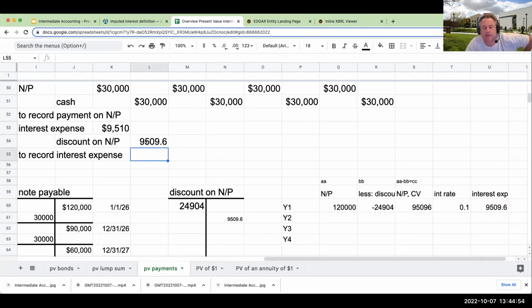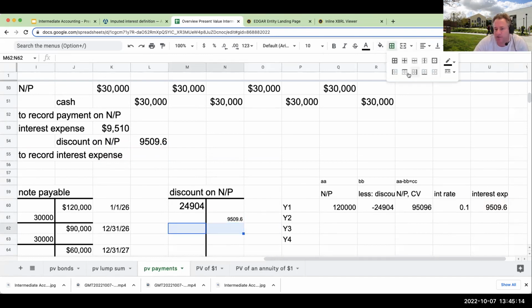Now, sometimes people will ask me, well, Bennett, why aren't you doing a T account for interest expense? Just remember that interest expense, all expenses, revenues, and dividends are temporary accounts, so they're going to be closed out at the end of the year. Discount on notes payable is a contra liability account, so it is not going to be closed out to retained earnings, and that's why we leave it over here separate.